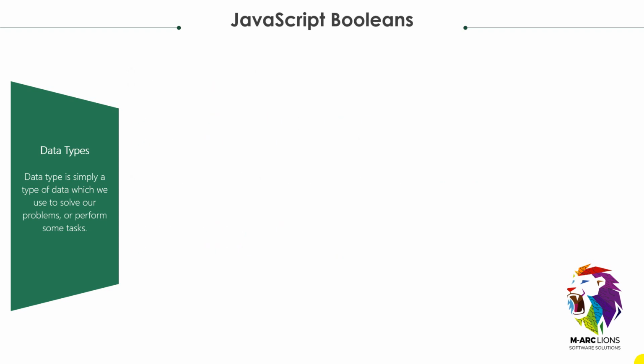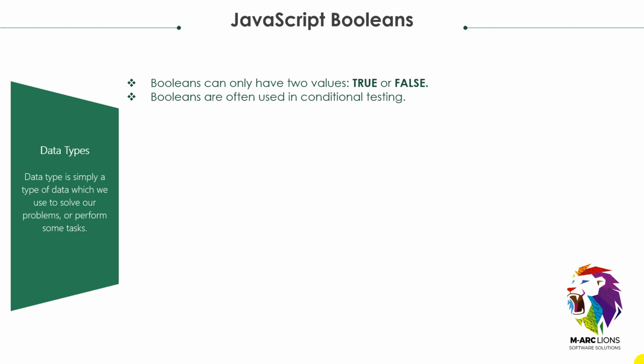Now the next is JavaScript Booleans. What are Booleans? Booleans can only have two values, not just in JavaScript but in SQL, in C#, in any language you go. A Boolean has only two values: one is true, the second is false. Booleans are often used in conditional testing. Actually more than 95% of the time they are used for conditional testing, because they give you the result yes or no, true or false, 1 or 0, bit on, bit off. We will learn in detail about Booleans when we use them for conditional testing.